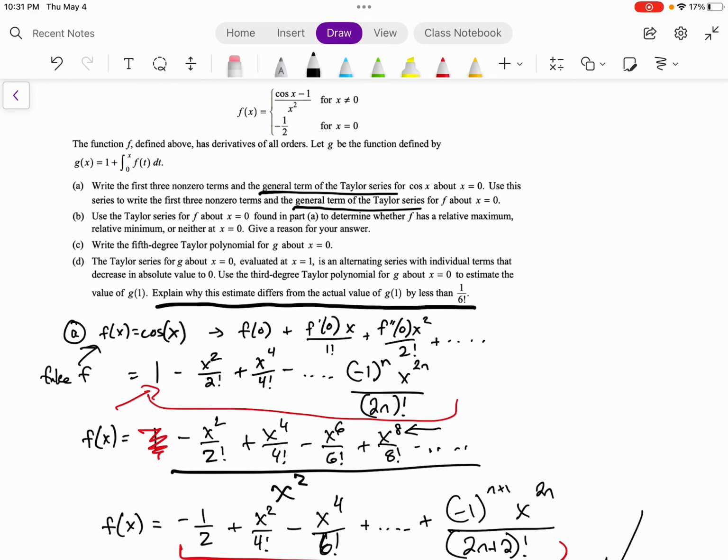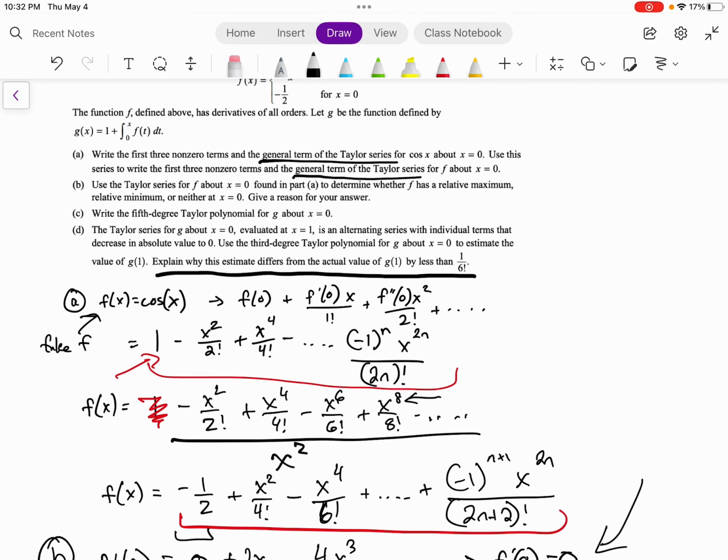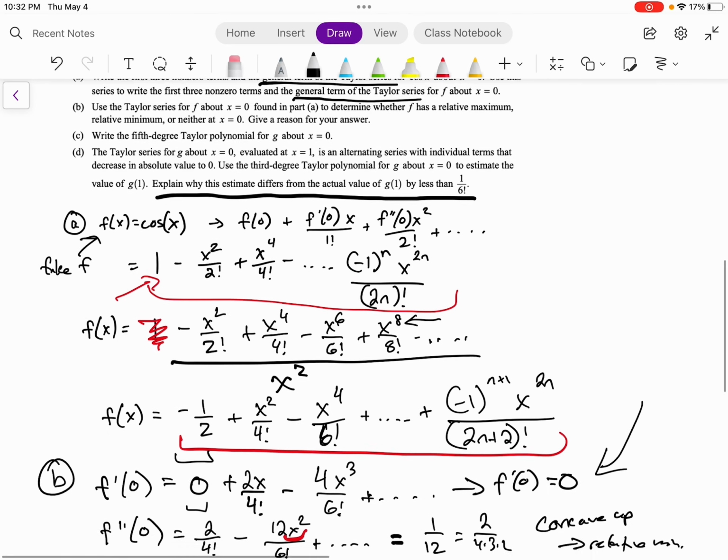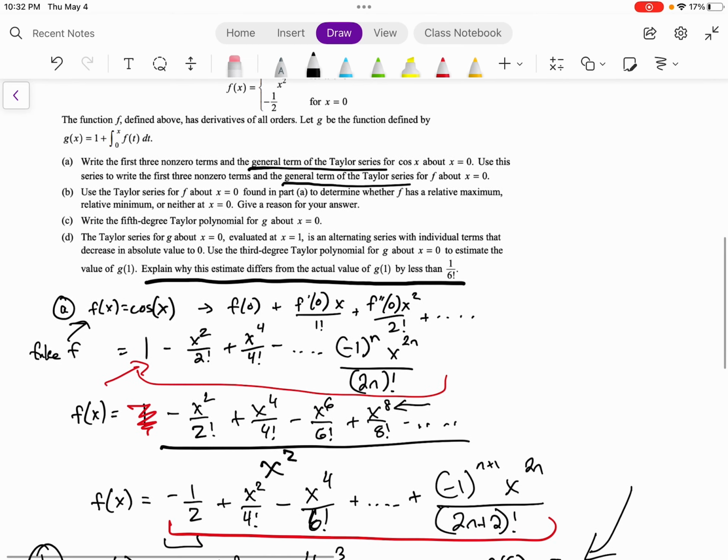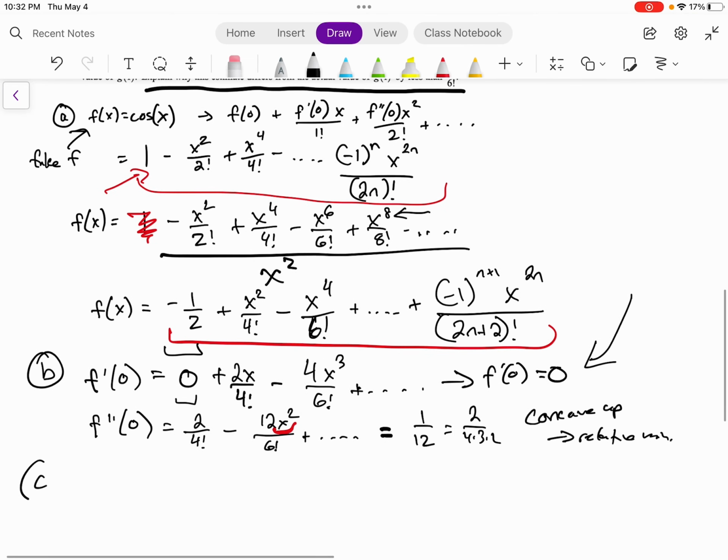Right? So it's really just asking, can we integrate f? We sure can, right? We already have this expression for f down here. Here's my expression for f, and I just need to integrate it. So g of x is 1 plus the integral from 0 to x of f of t dt.